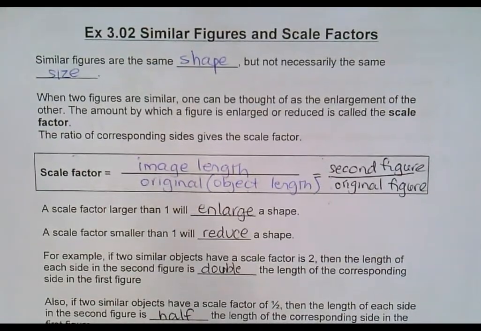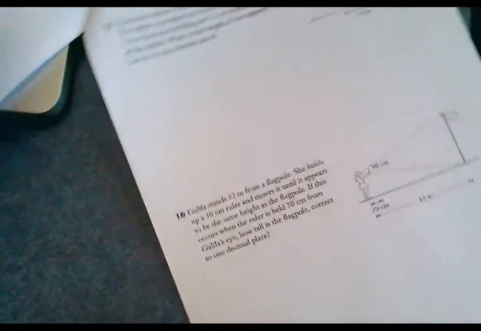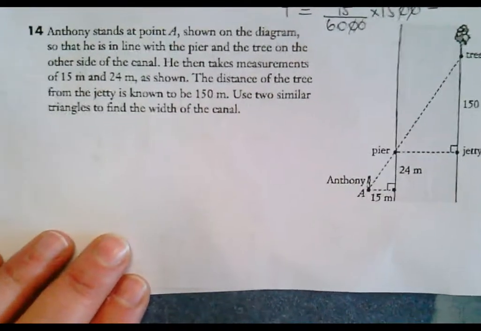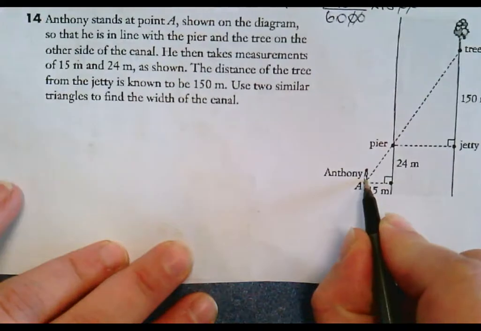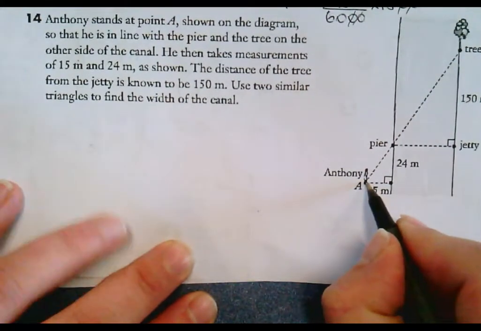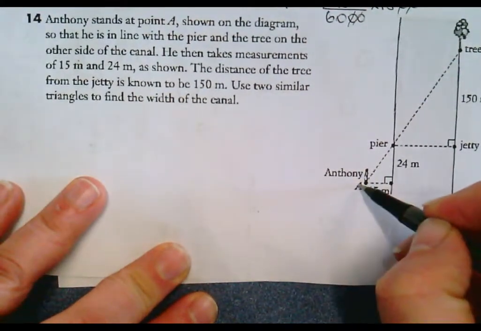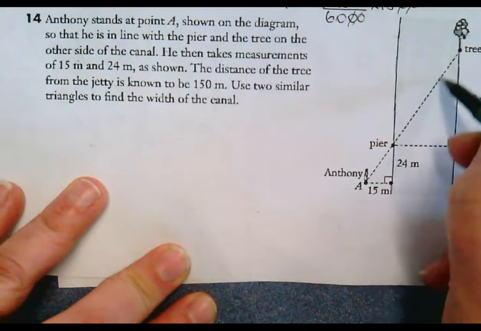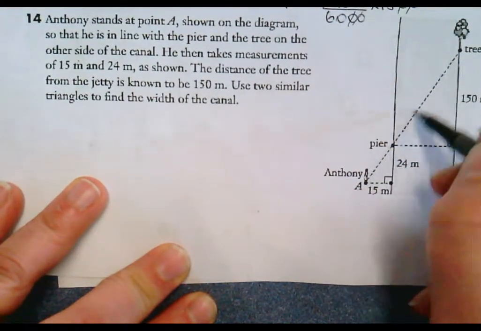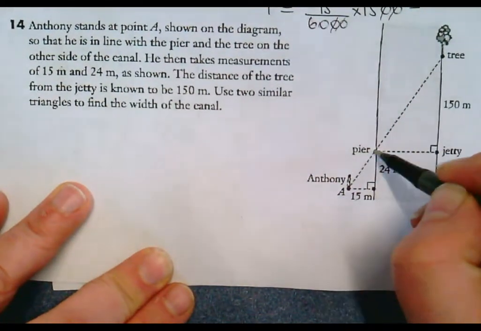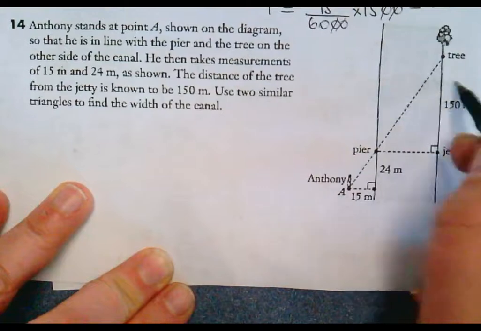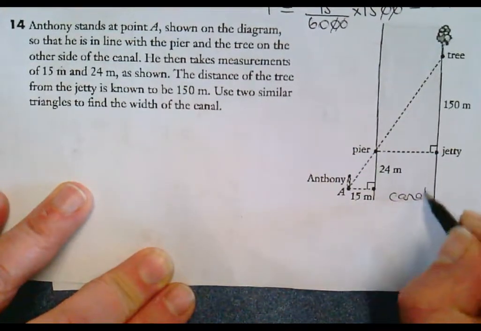Continuing with exercise 302, similarity and scale factors. We're on our second video and we're up to the second last page, question 14. So Anthony stands at point A here on the diagram so that he is in line with the pier. So basically if he looks across there, he can see the pier and the tree. They are in a straight line, okay? So he is in line with the pier and the tree on the opposite side of the canal. This is a canal, it's water.